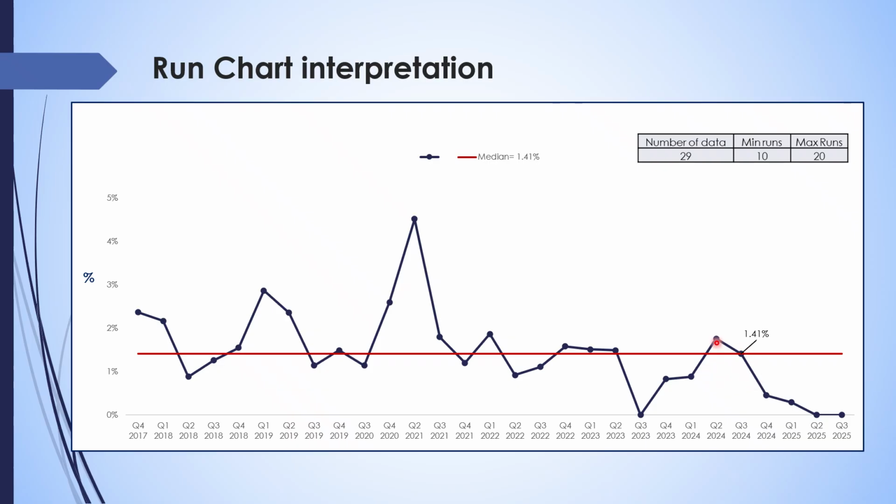So in a trend, we will not count the same numbers. Same numbers we will count only once. But in a shift, when a number falls on the median, we will not count. That is the shift rule.